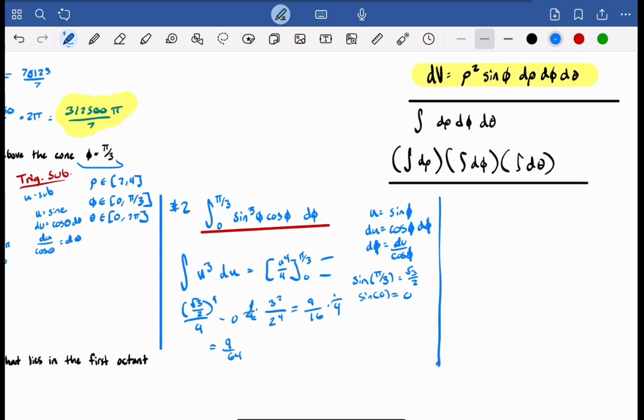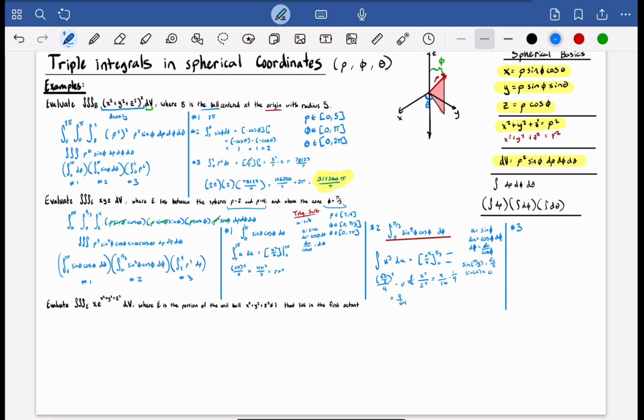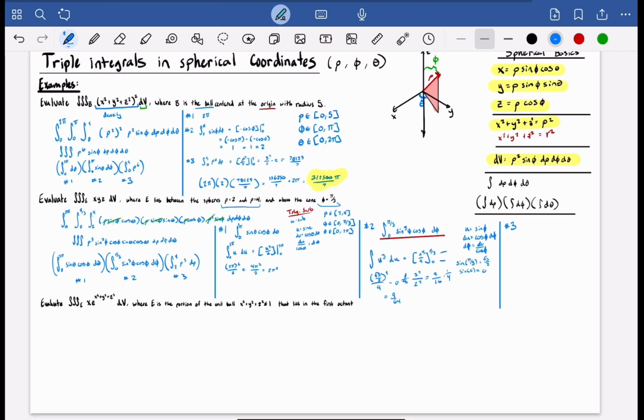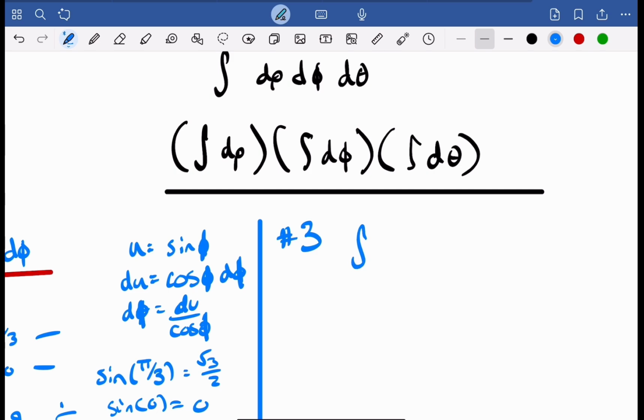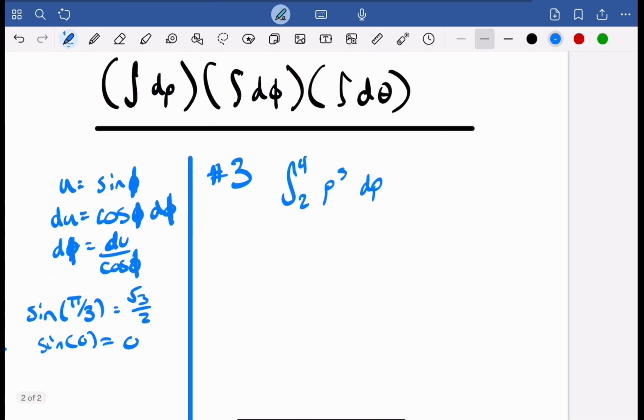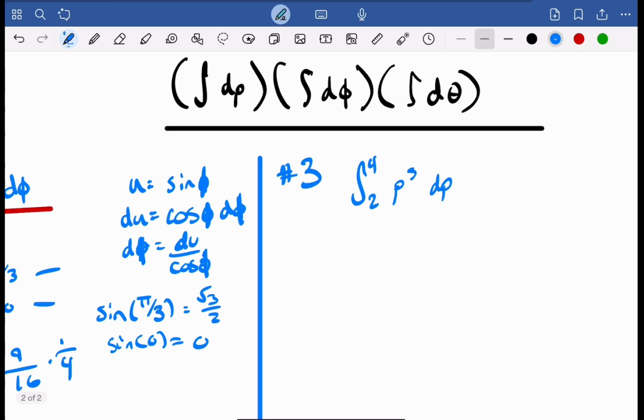Number 3, we're going to solve here as the integral from 2 to 4 of rho to the 5th d rho, which is going to be obviously just rho to the 6th. This is basic integration: 4 to the 6 over 6 minus 2 to the 6 over 6. We can use our calculator here to solve this.